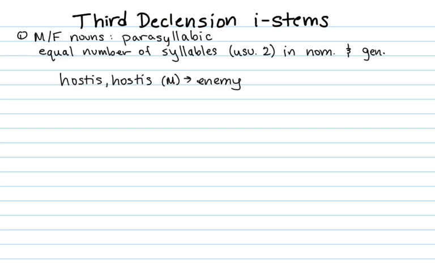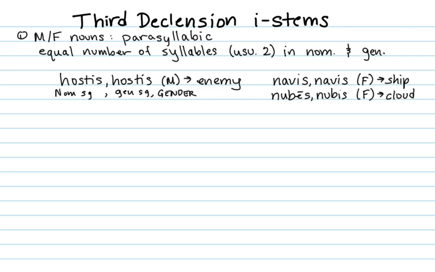Examples are hostis, hostis. So you recall that the dictionary entry is nominative singular, comma, genitive singular, comma, gender. And the nominative and genitive singular both have 2 syllables. So this is parasyllabic, and this is an I stem, and this follows the new I stem patterns. Likewise, navis, navis, feminine meaning ship, and nubes, nubis, feminine meaning cloud.